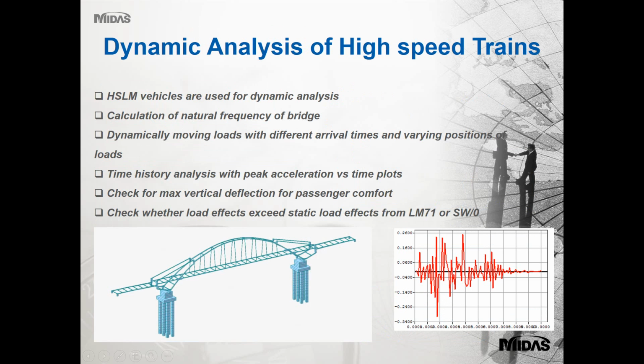Dynamic analysis of high speed trains. In this type of structures where you have high speed trains going on, we do a time history analysis of the train loads. Each train load is modeled as nodal loads and applied at a different time interval on the structure. Then the whole time history analysis is run. It gives us an acceleration versus time plot like this, and we just compare the peak acceleration to check whether it is in the comfort zone or not.